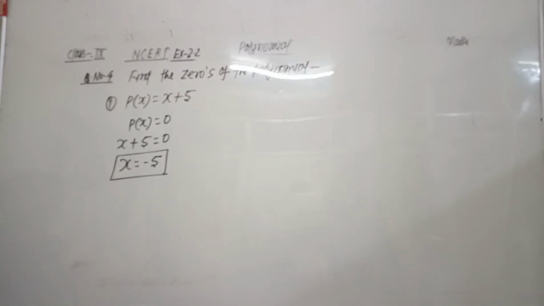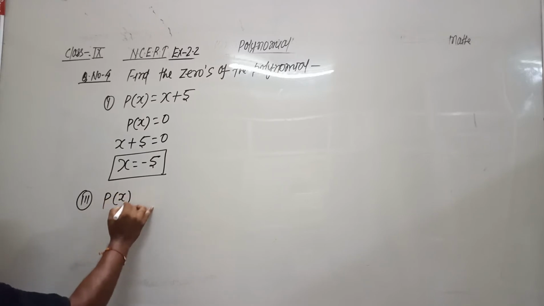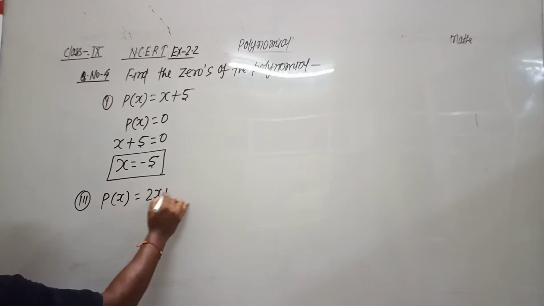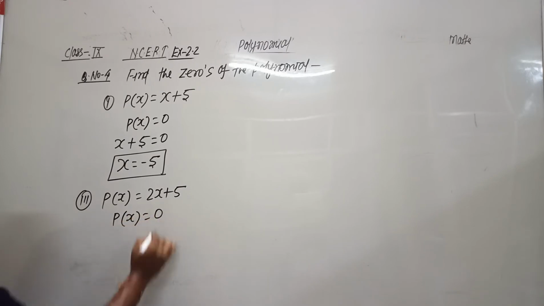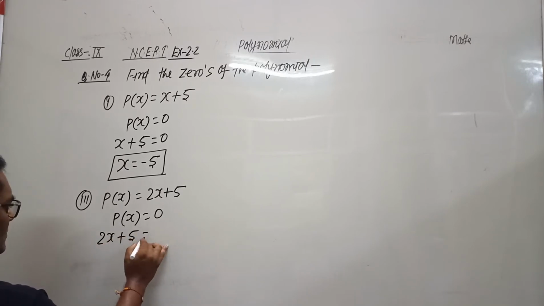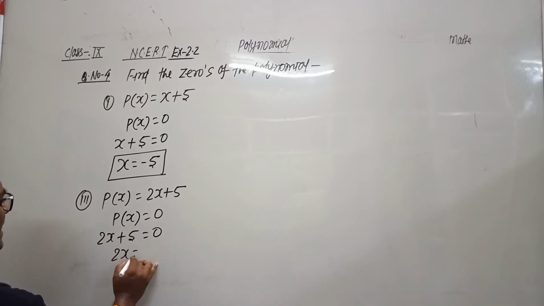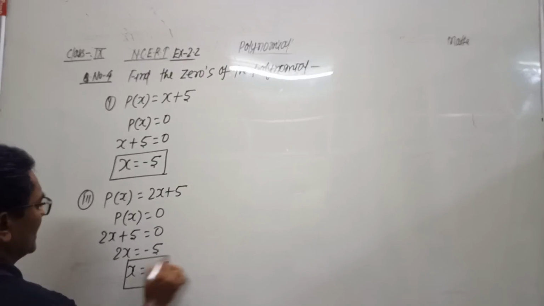The third part is p(x) equals 2x plus 5. For finding the zeros of the polynomial, make p(x) equals 0. This means 2x plus 5 equals 0, and 2x equals minus 5, and the value of x comes to be minus 5 by 2.